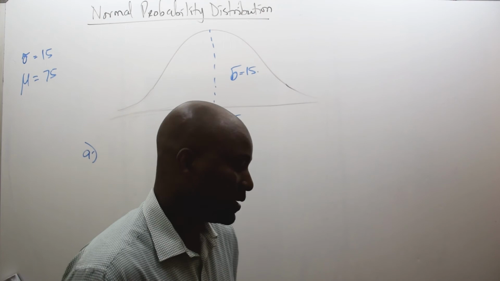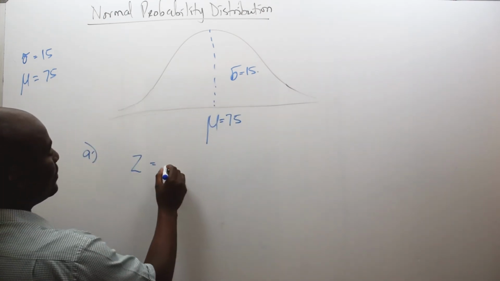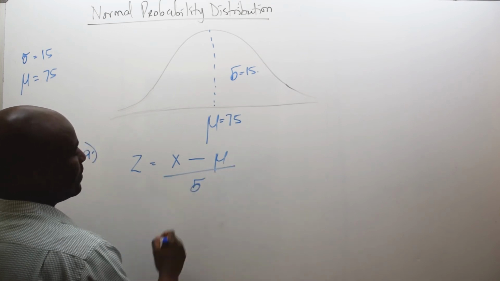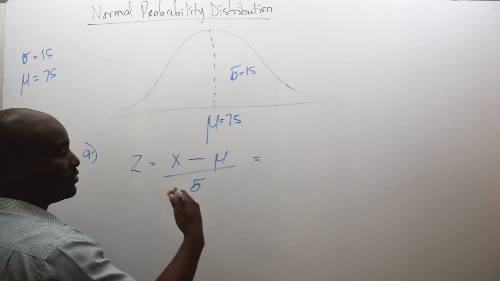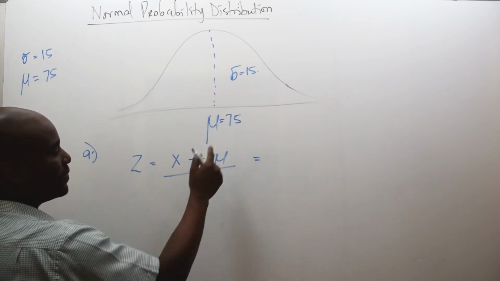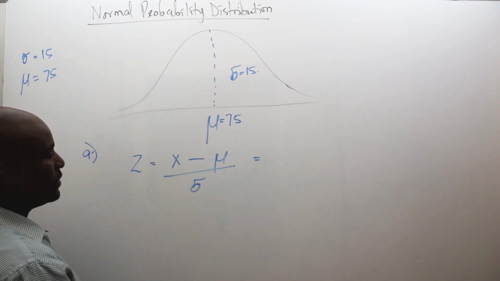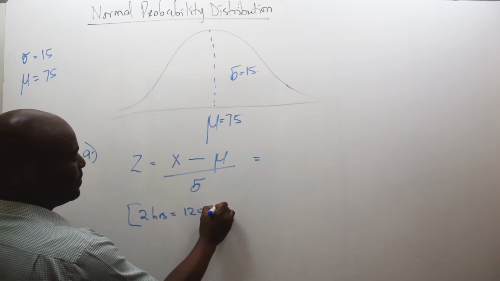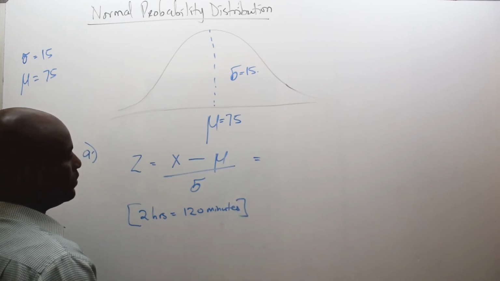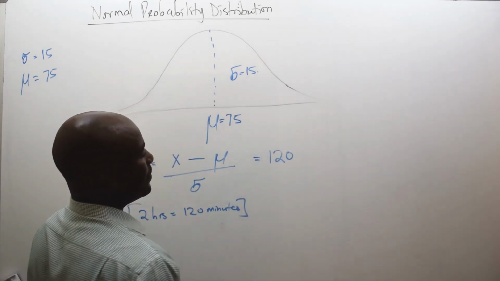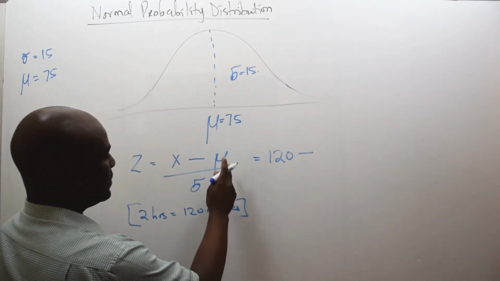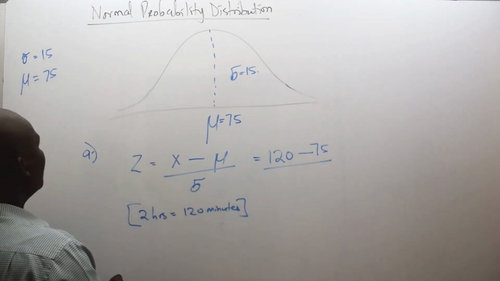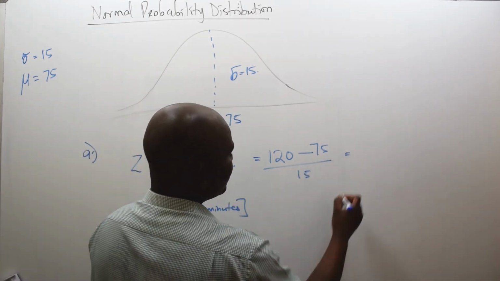So we know the formula. The formula says Z is equal to x minus mu over sigma. Our x in this case is 2 hours. So 2 hours in terms of minutes would be 120 minutes. So I'm just going to put it here. 2 hours is equal to 120 minutes. Right? So we're going to say 120 minutes minus the mu, which is 75, and we're going to divide by the sigma. Our sigma is equal to 15.